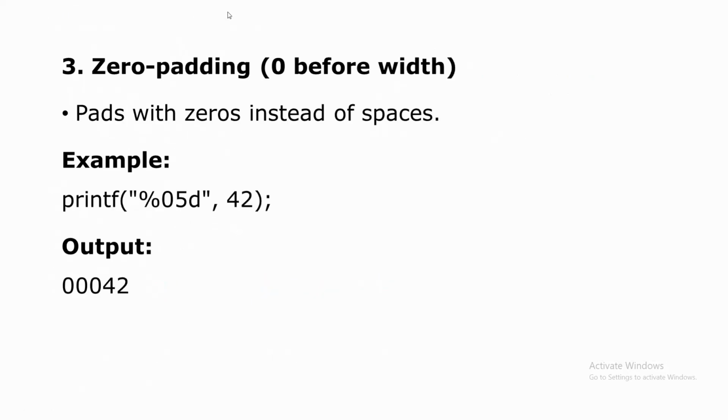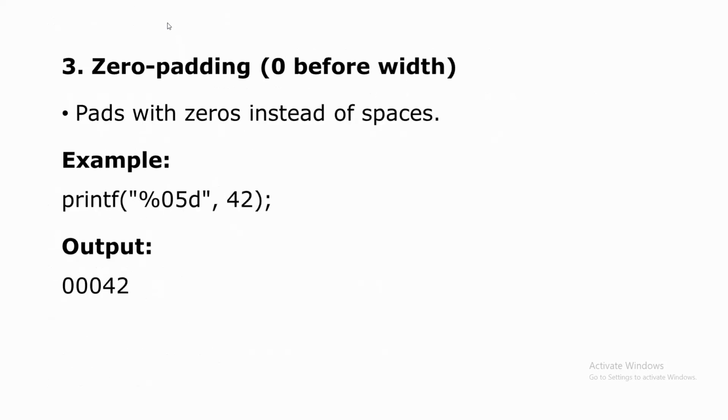Sometimes instead of blank spaces, we want the empty positions to be filled with zeros. For that, we place 0 before the width. See example printf("%05d", 42). Here 5 means total width and 0 means fill empty positions with zeros.